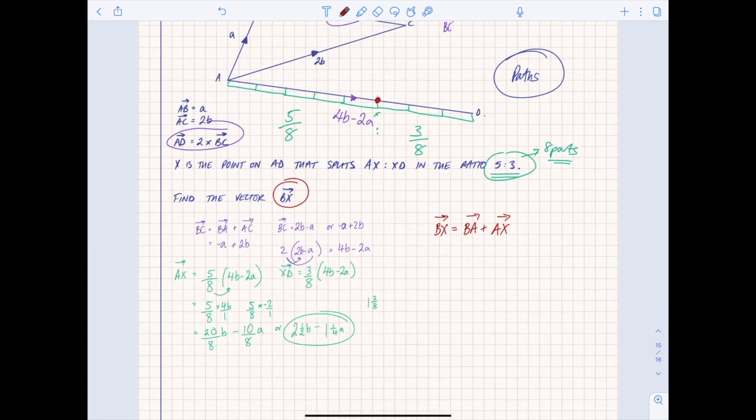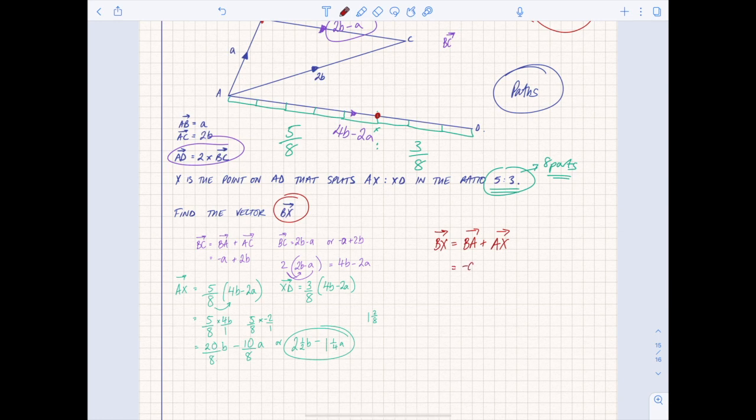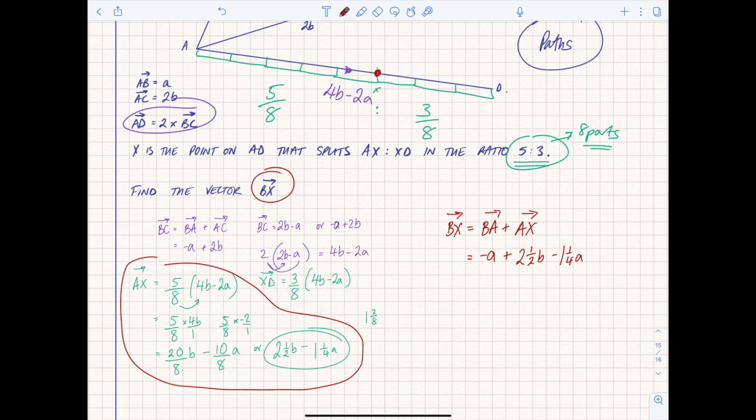Okay? Well, we know b to a is minus a, and we know a to x, we've just written it all here. That was my a to x. So it's plus 2.5b, and then minus 1 1/4 a. So now what I'm going to do is tidy all of that up. Okay, I've got like terms here. So minus a minus 1 1/4 a, that's the same as having minus 1a. So it's minus 2 1/4 a, and there's no other b's, so plus 2.5b.